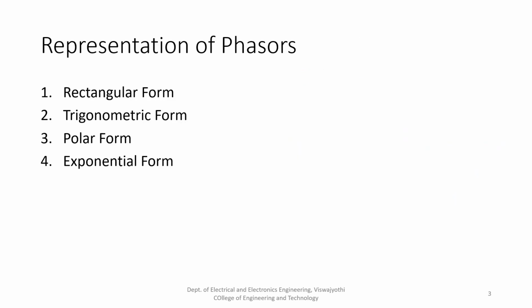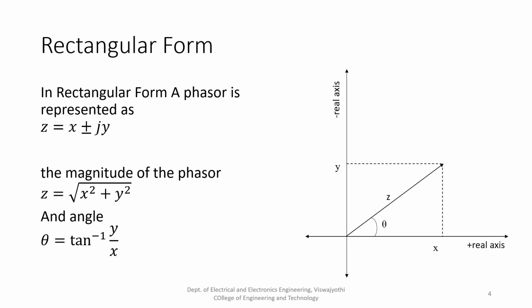Representation of phasors. Phasors are represented in four forms: rectangular, trigonometric, polar, and exponential. Rectangular form. In rectangular form, a phasor is represented by z equals x plus or minus jy, where x is the positive real axis term, and y the imaginary axis term. The magnitude of the phasor is given by z equals square root of x square plus y square, and the angle is given by tan inverse of y by x.